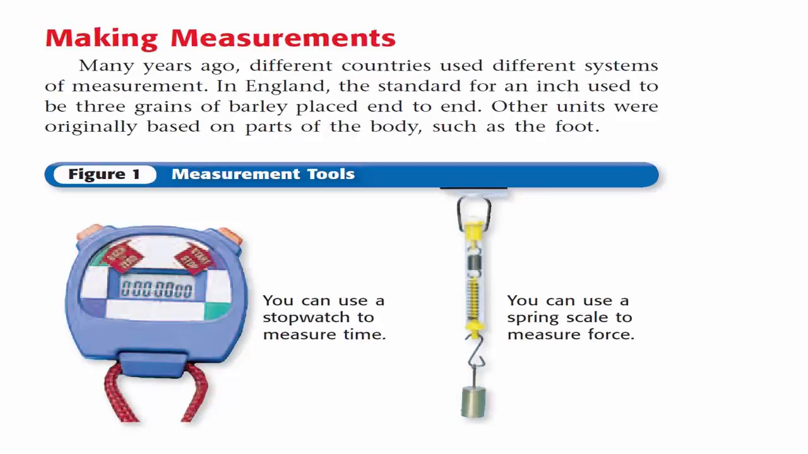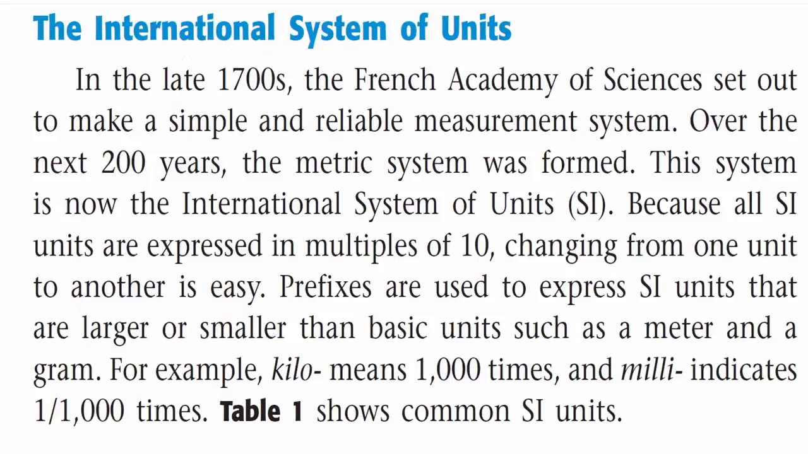Making measurements. Many years ago, different countries used different systems of measurement. In England, the standard for an inch used to be 3 grains of barley placed end to end. Other units were originally based on parts of the body, such as the foot. The International System of Units.